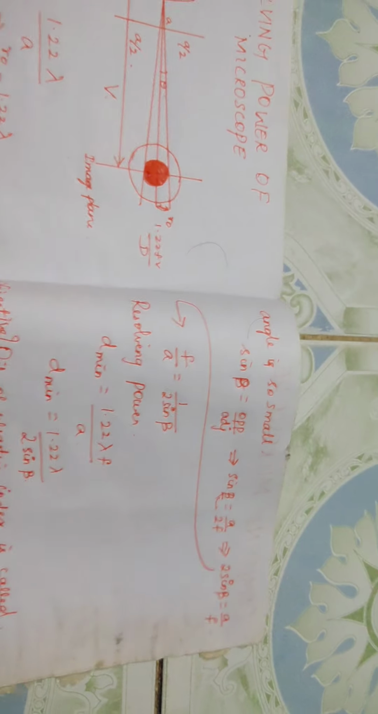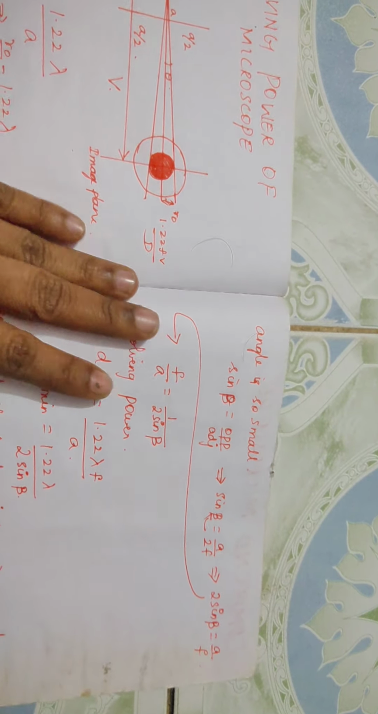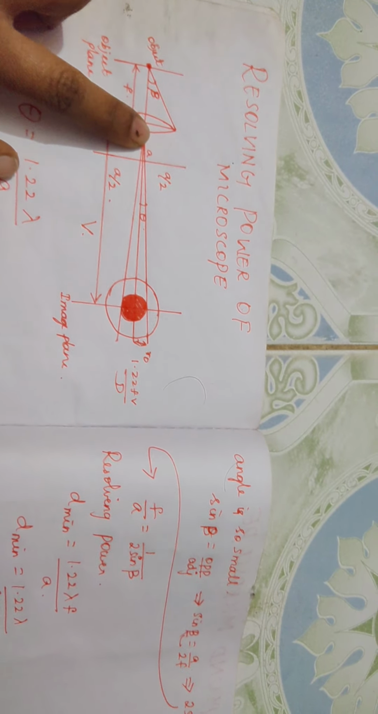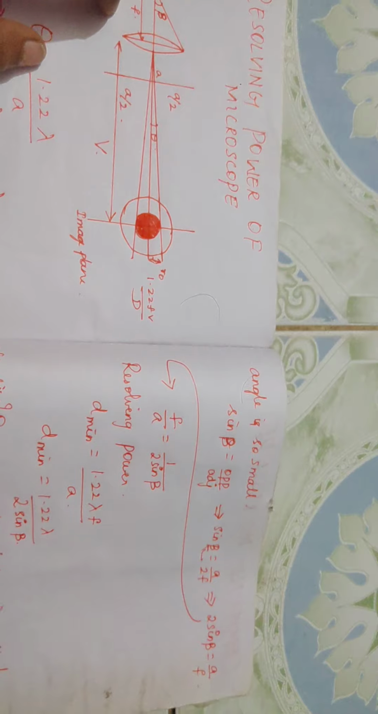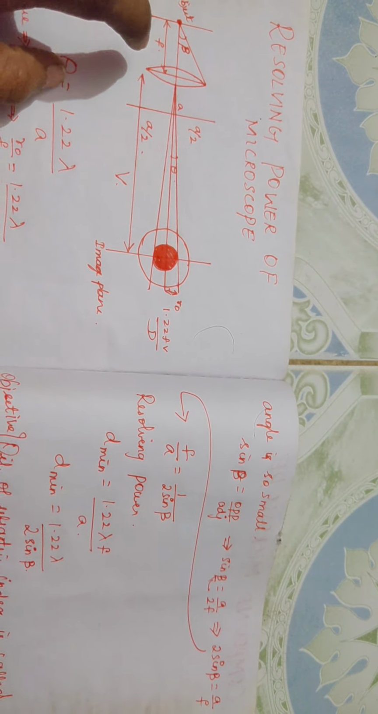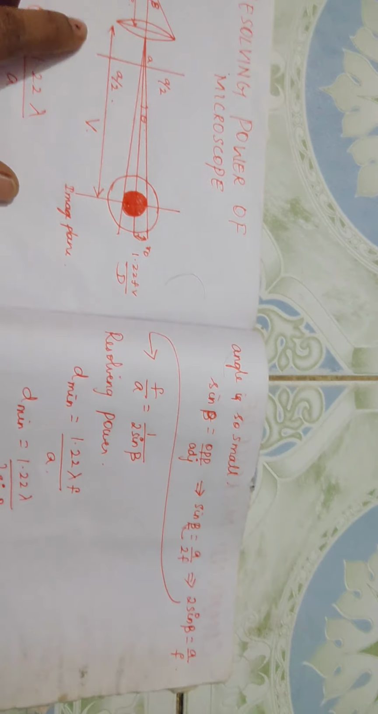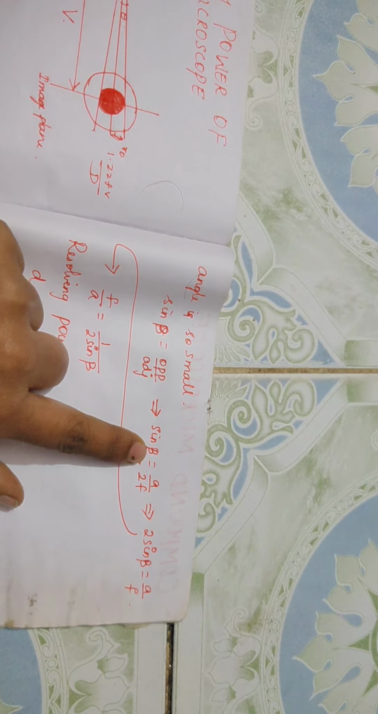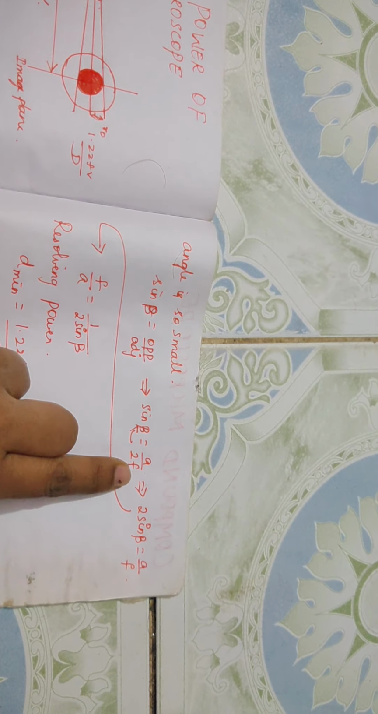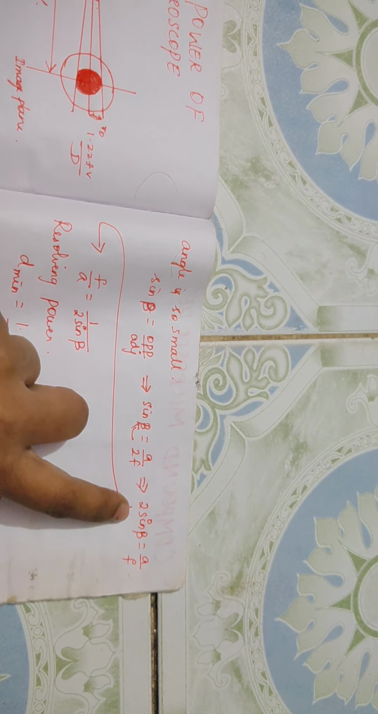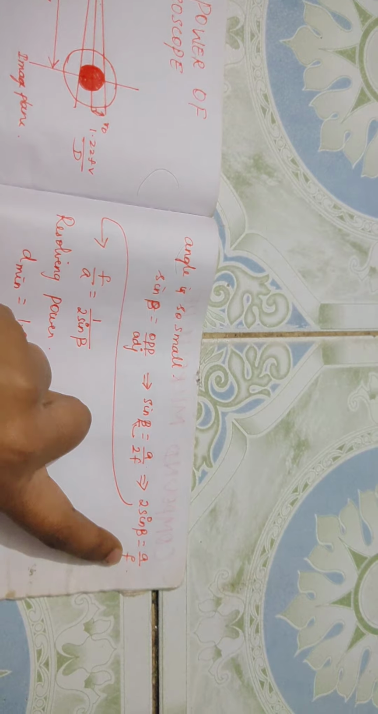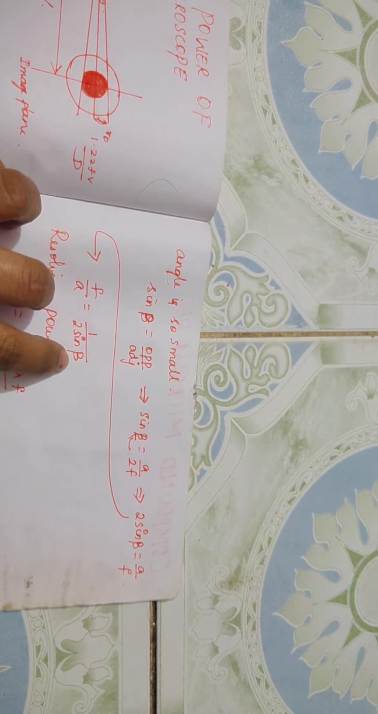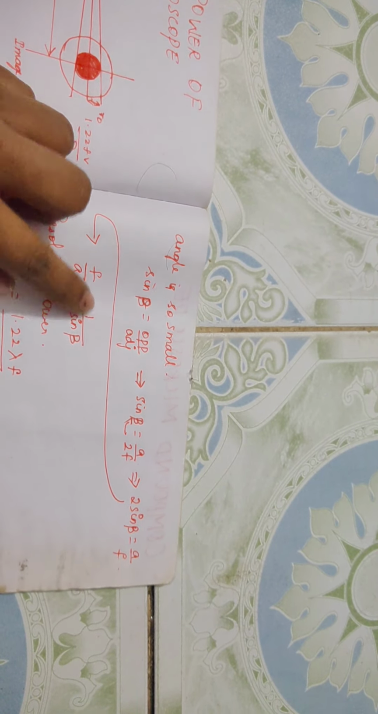Now the angle is very small, so I am going to take sine theta. Here I have the angle beta. Sine is opposite divided by adjacent. Opposite is nothing but A, and the distance is 2f, because I am taking the two distances. So sine beta is equal to A by 2f. So I can write this equation as 2 sine beta is equal to A by f. Now take this equation and arrange it: f by A is 1 by 2 sine beta, by cross multiplication.